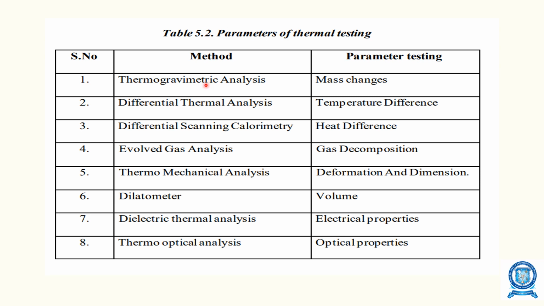Thermogravimetric analysis checks the mass changes. Differential thermal analysis checks the temperature difference, and differential scanning calorimetry checks the heat difference. Evolved gas analysis checks the gas composition. Thermomechanical analysis checks deformation and dimension. Dilatometry checks volume, dielectric thermal analysis checks the electrical properties, and thermo-optical analysis checks the optical properties.